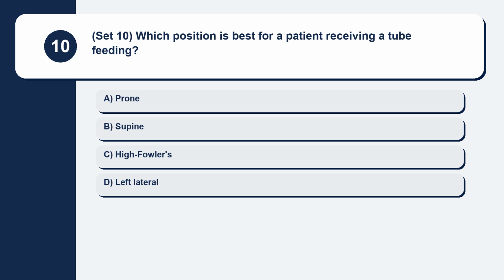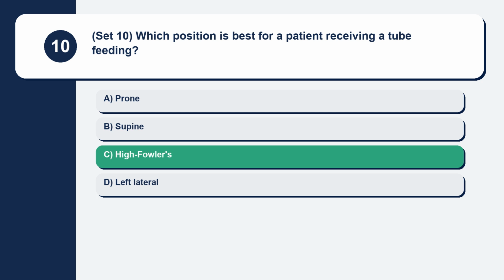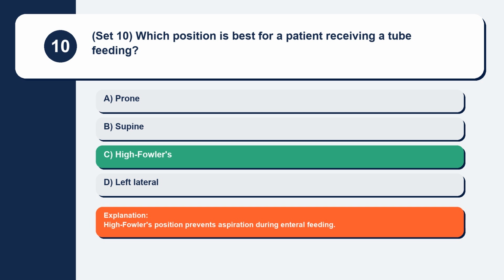Question 10. Set 10. Which position is best for a patient receiving a tube feeding? Prone, supine, high Fowler's, left lateral. High Fowler's position prevents aspiration during enteral feeding.